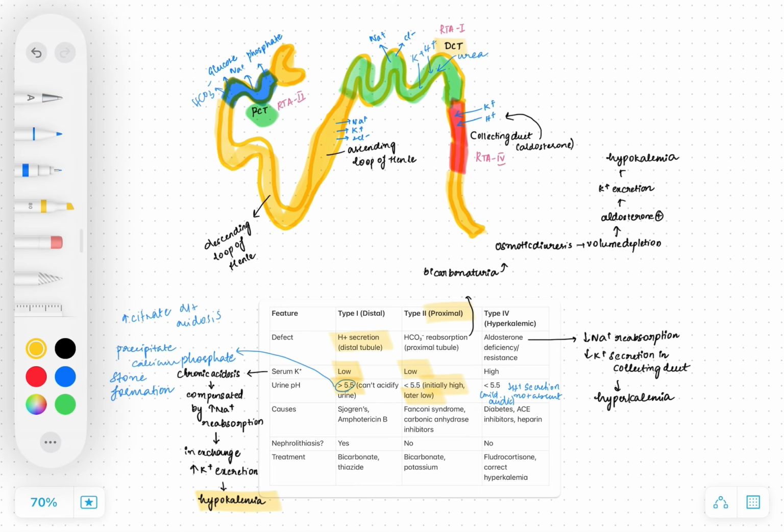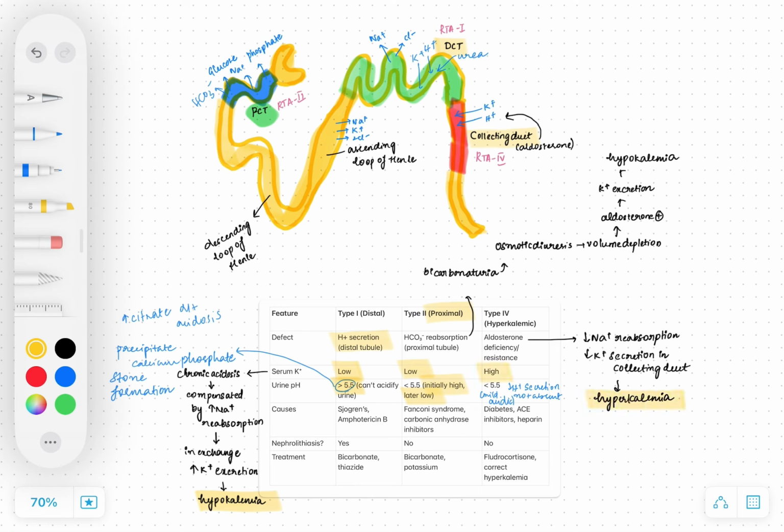Next is type 4, that is the hyperkalemic type. Here it occurs at the level of the collecting duct, where there is aldosterone secretion. Aldosterone generally will secrete potassium and H plus ions, and it will resorb sodium along with water. So whenever there is aldosterone deficiency or resistance, there will be a decrease in sodium resorption and a decrease in potassium secretion in the collecting duct, leading to hyperkalemia.